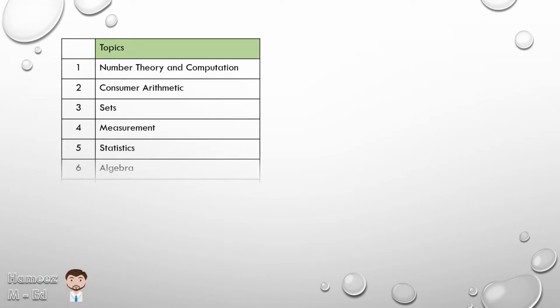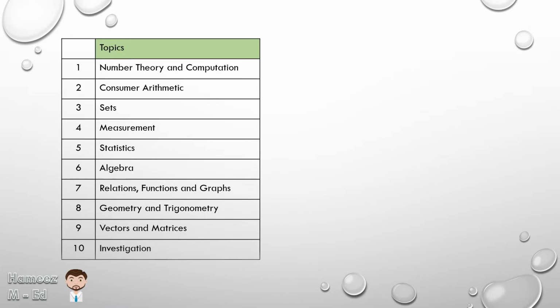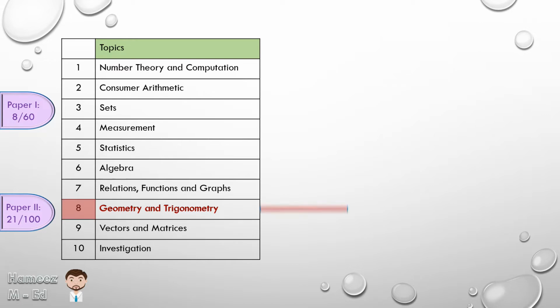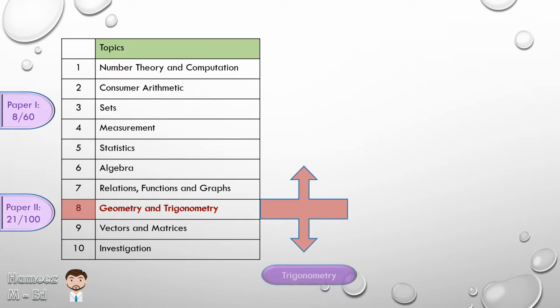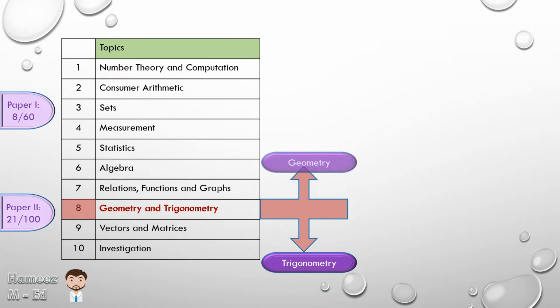Let's recall that the major topics in CSEC Math are 10 of them, and in this video we'll be looking at number 8, Geometry and Trigonometry. This comes for 8 questions in paper 1, the multiple choice paper, and 21 marks over a couple questions in paper 2. This topic can be divided into 2 parts, into trigonometry and geometry. And in this video, we'll be looking at geometry.